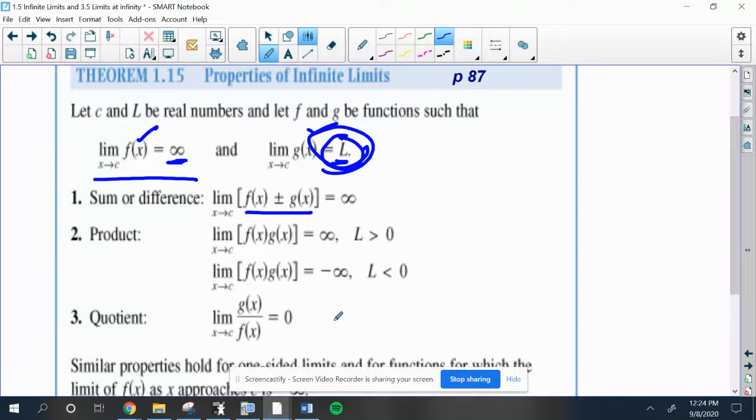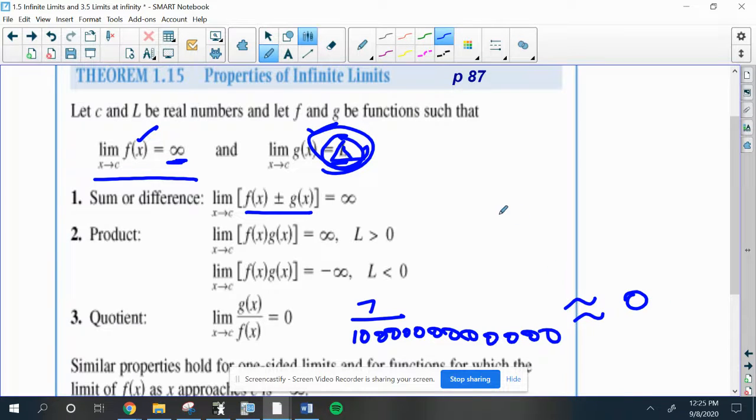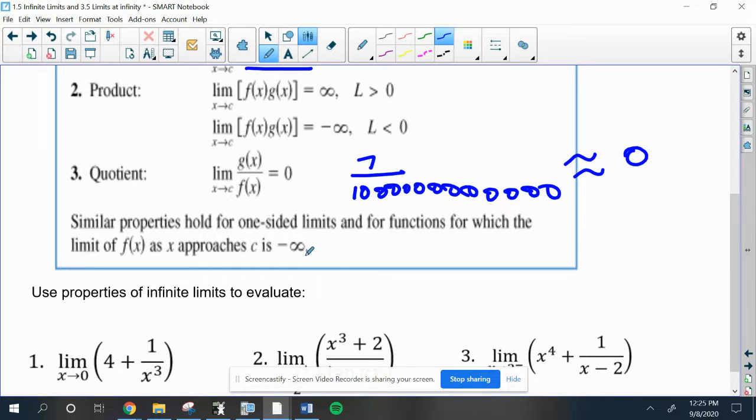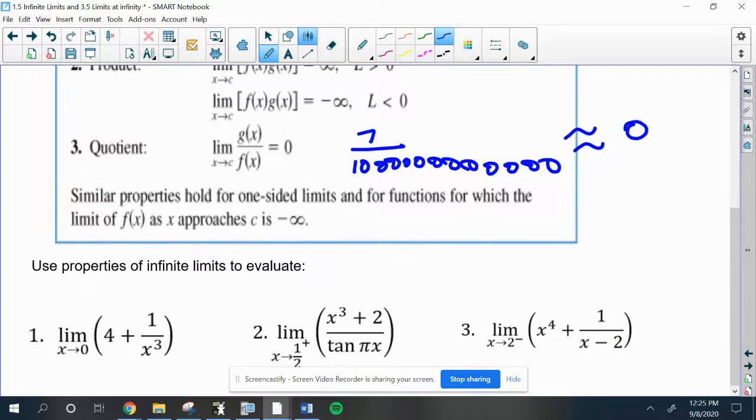And finally, if the limit of G is just a single number and the limit of F is infinity, if you divide those, it will be 0. You want to think of it this way. Say G had a limit of 7, F had a limit of infinity. Well, any number divided by infinity is more or less just going to go to 0. There are similar properties for one-sided limits when F is approaching negative infinity.